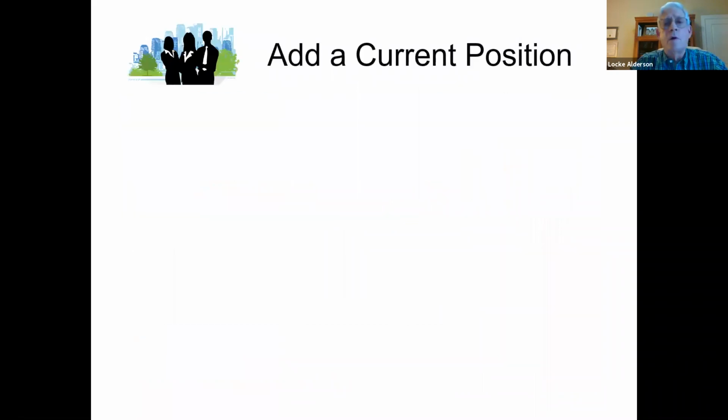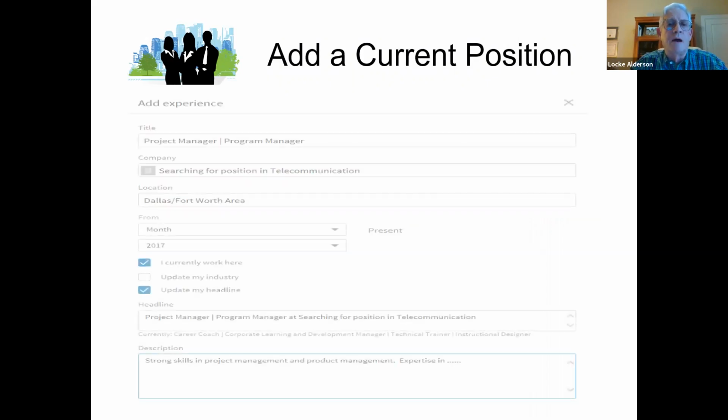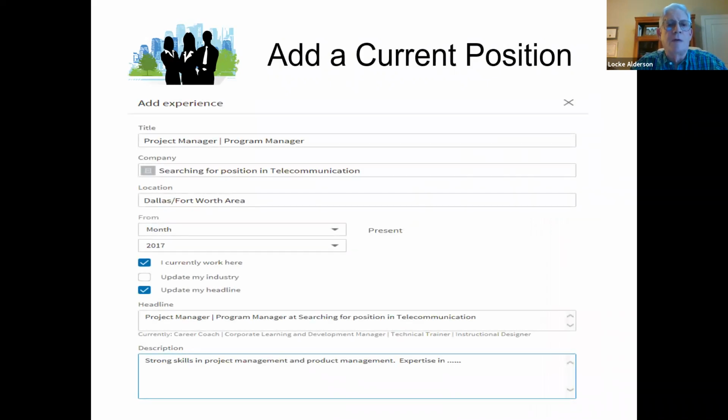For those of you who are unemployed, I strongly advise adding a current position. What do I mean by that? It means that you're looking for a job. In this case, it's a project manager who's searching for a position in telecommunications. He's been doing that since 2017. This guy's been out of work a long time. The headline is project manager, program manager searching for a position, in the description of the duties. Okay, so you can do that.